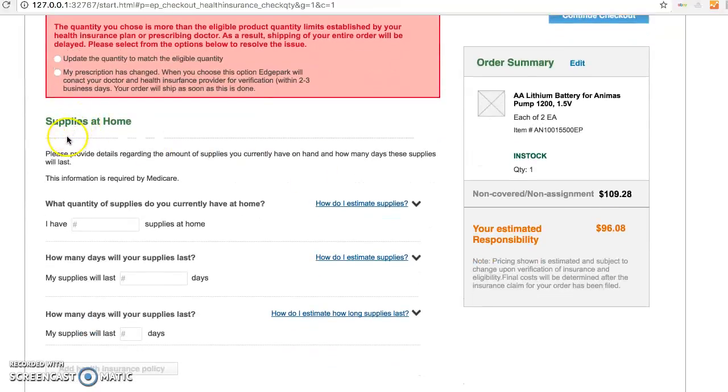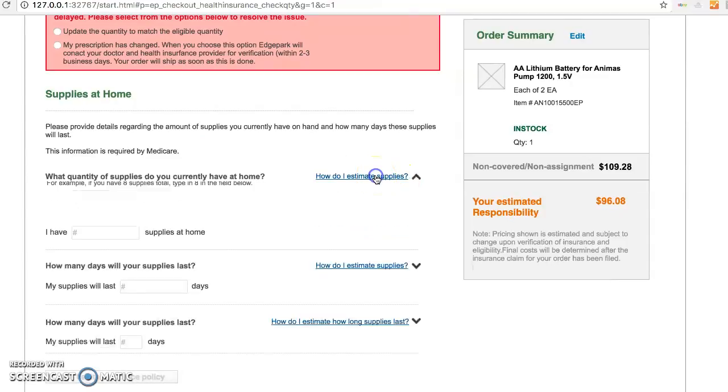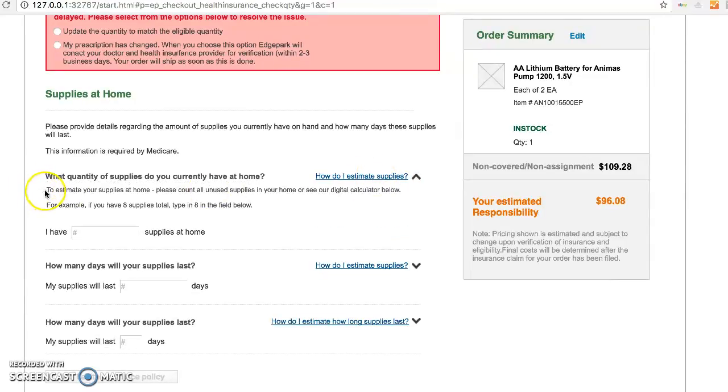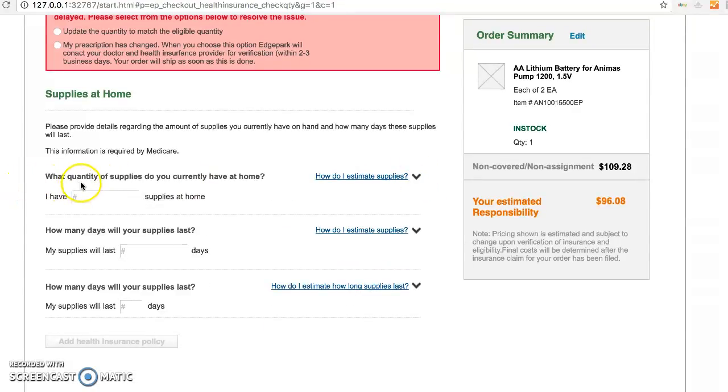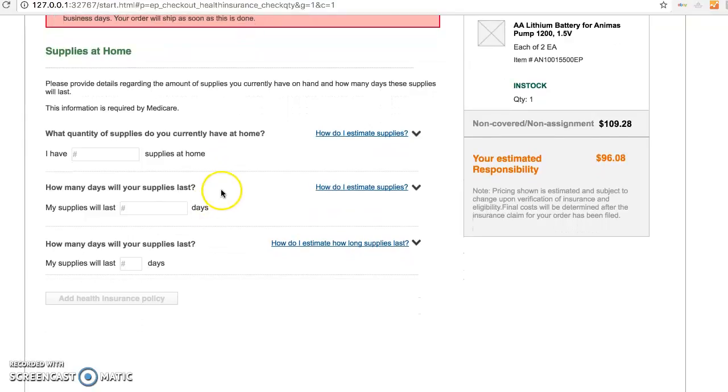And then the supplies at home here has similar functionality to the one above. It can give a little bit of articulation to what these questions are asking here, but then it doesn't always have to be there on the screen. So it's a little less cumbersome, and maybe people can get through it quicker.